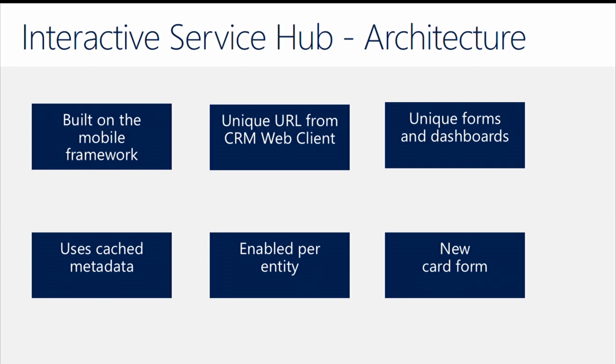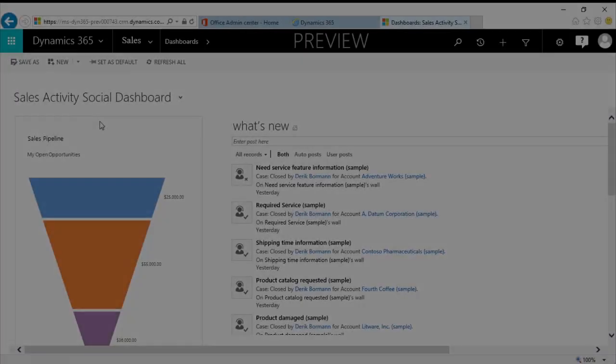Out of the box, Interactive Service Hub is very much targeted at service-based organizations. So it's going to be things like cases and knowledge base articles. But if you wanted to have a custom entity also be rendered within there, you just enable it within the entity and then make a few minor customizations to be able to facilitate that inside the application.